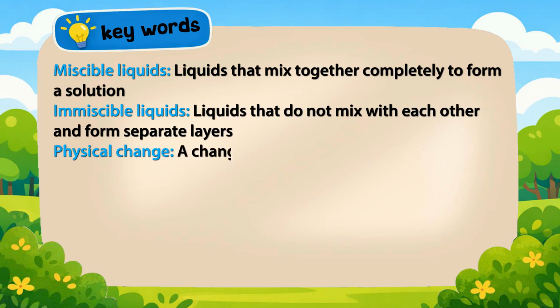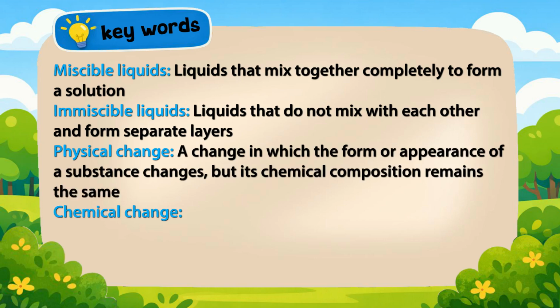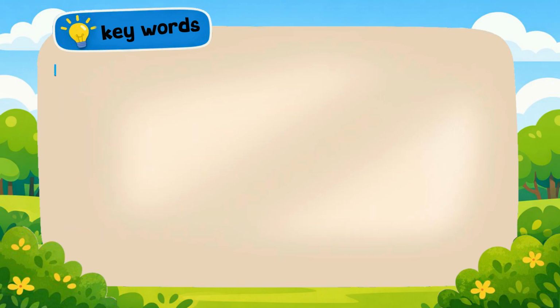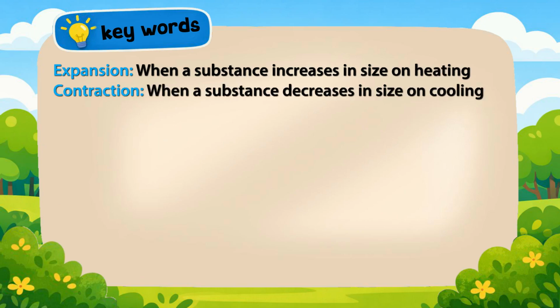Physical change: a change in which the form or appearance of a substance changes, but its chemical composition remains the same. Chemical change: a change in which a substance changes into a completely new substance with different properties. Expansion: when a substance increases in size on heating. Contraction: when a substance decreases in size on cooling.